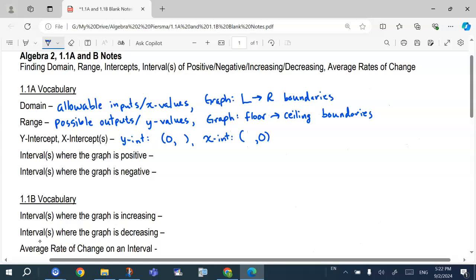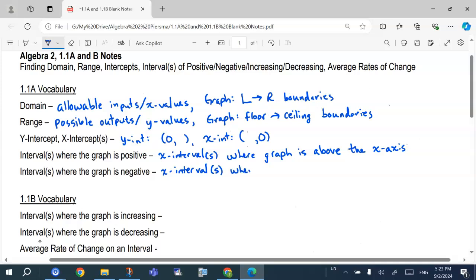the y is 0. The intervals where the graph is positive are x intervals, where the graph is above the x-axis. Whereas the intervals where the graph is negative are the x intervals, and there could be more than one or none, where the graph is below the x-axis.